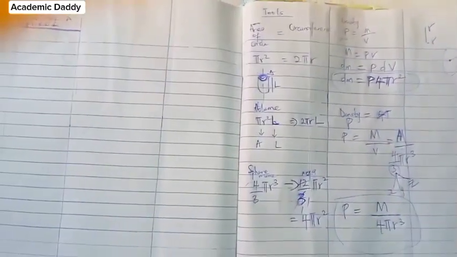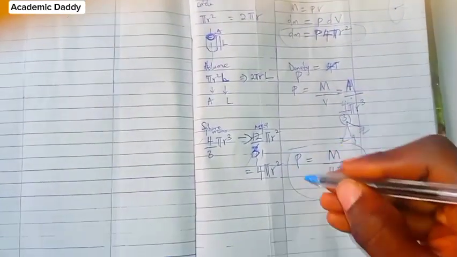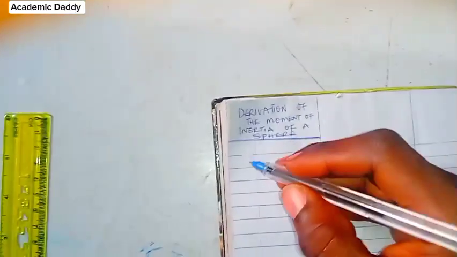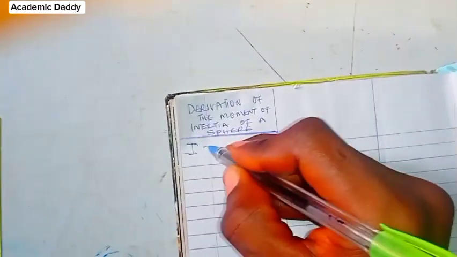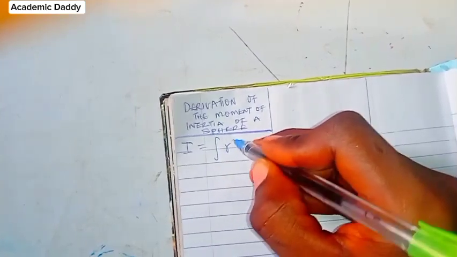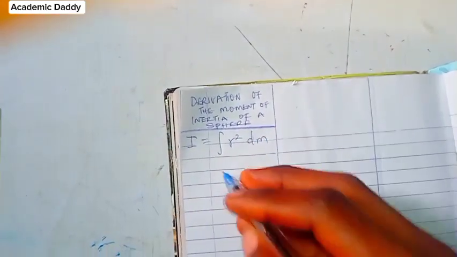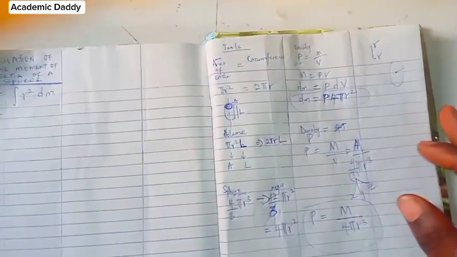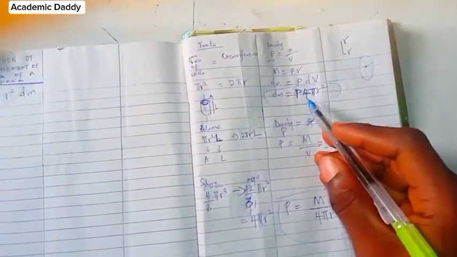So with this said, let me come and substitute. So I see this for my density, I see this for my dm. Then remember that moment of inertia is equal to the integral of r square dm. This is why I put all those r squares out. So dm now, replace the dm with density times 4 pi r square.